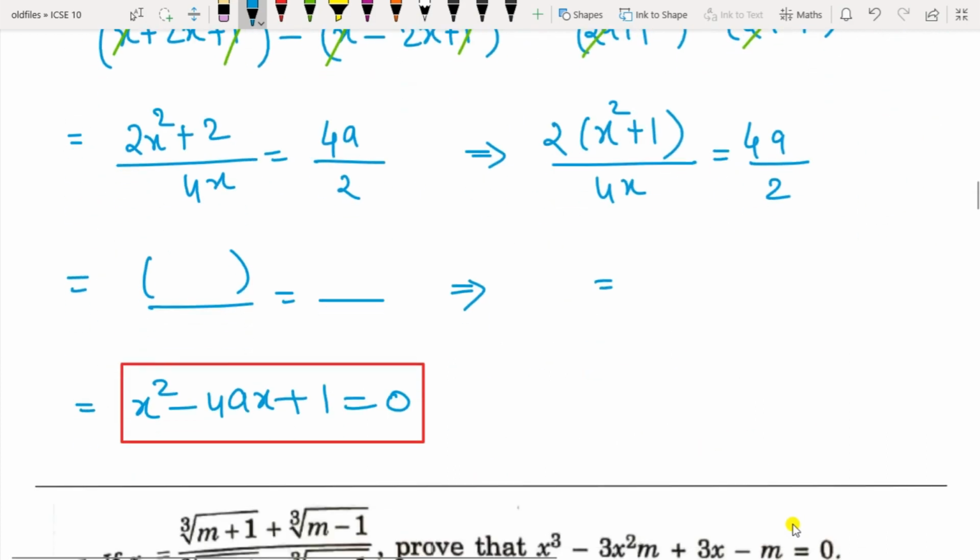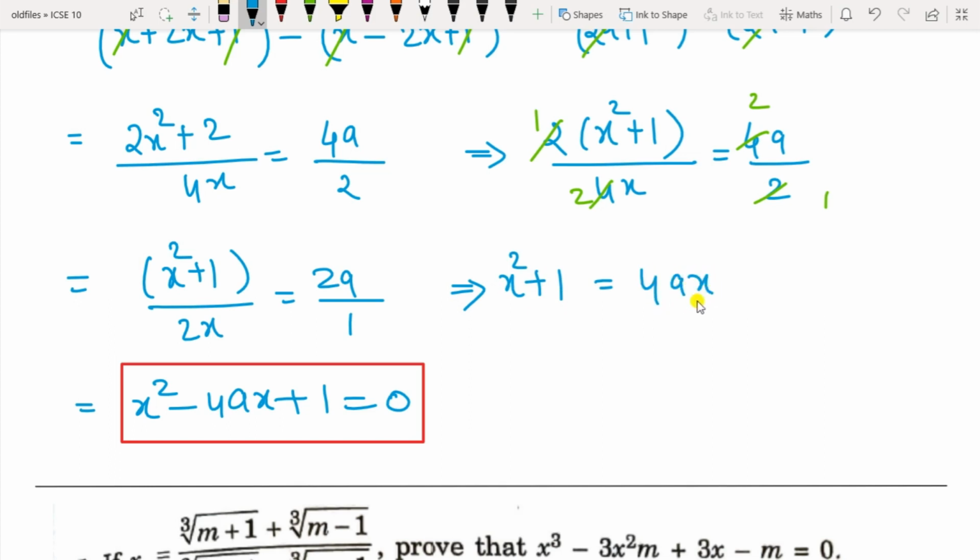Now you can cancel out the coefficients here. 2 ones are 2, 2 twos are 4. So here it is (x square plus 1) upon 2x equal to 2a upon 1, cross multiply. So this is (x square plus 1) upon 4ax. Now take this 4ax on the other side, and this is the required result.